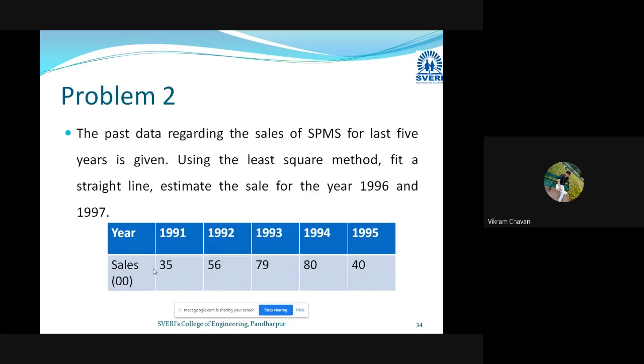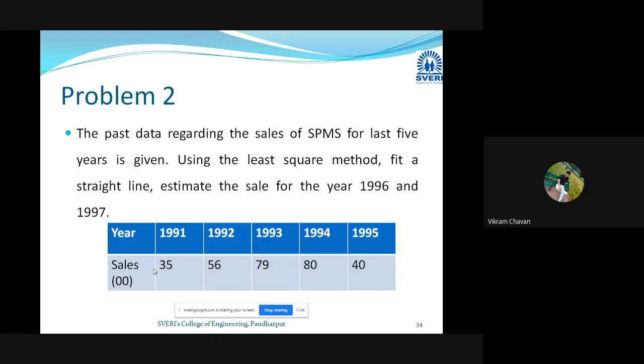Then b equation is b is equal to summation of xy divided by summation of x square. So the summation of xy is 34 and summation of x square is 10. So 34 divided by 10 is equal to 3.4.